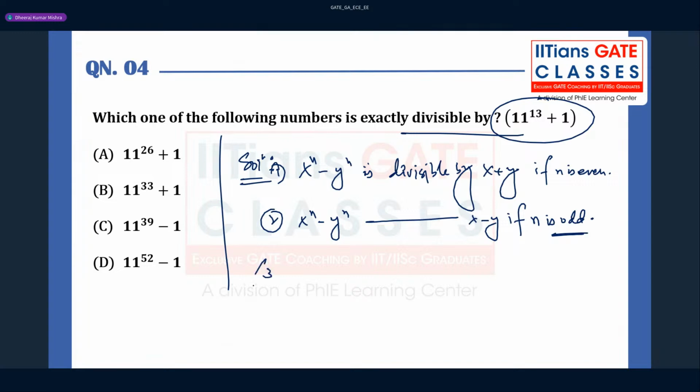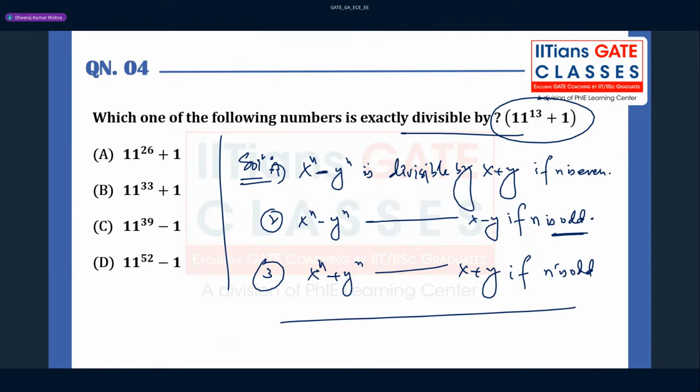And the third is x to the power n plus y to the power n is divisible by x plus y. See here, it is plus, we are adding, if n is odd. So please remember that if there is a minus sign, it will be divisible by x plus y when n is even. You can take the example also: x square minus y square is divisible by x plus y when n is even, because n equals 2, right? If you know these concepts, you can solve the question.